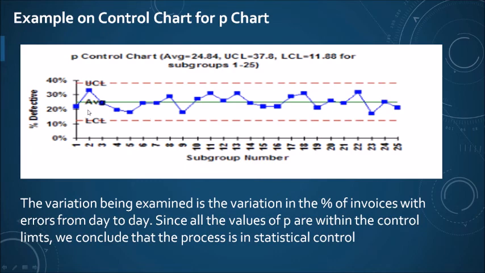If you remember, for the first sample the value was around 22, so this is that particular value. In this fashion all the 25 values will be plotted, and then we will check whether any value is going outside the control limit or not. Now you can see that the variation lies within the control limits. Since all the values are within the control limits, we conclude that the process is in statistical control. So in this fashion you can calculate or check whether the process is under statistical control or not using a P chart.